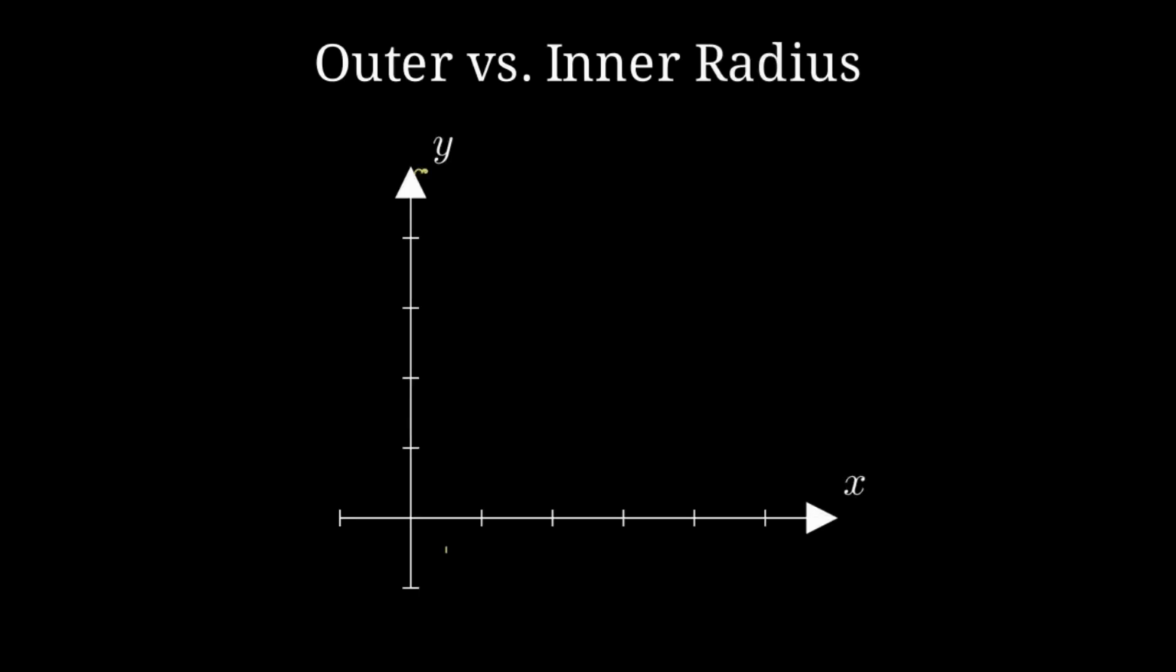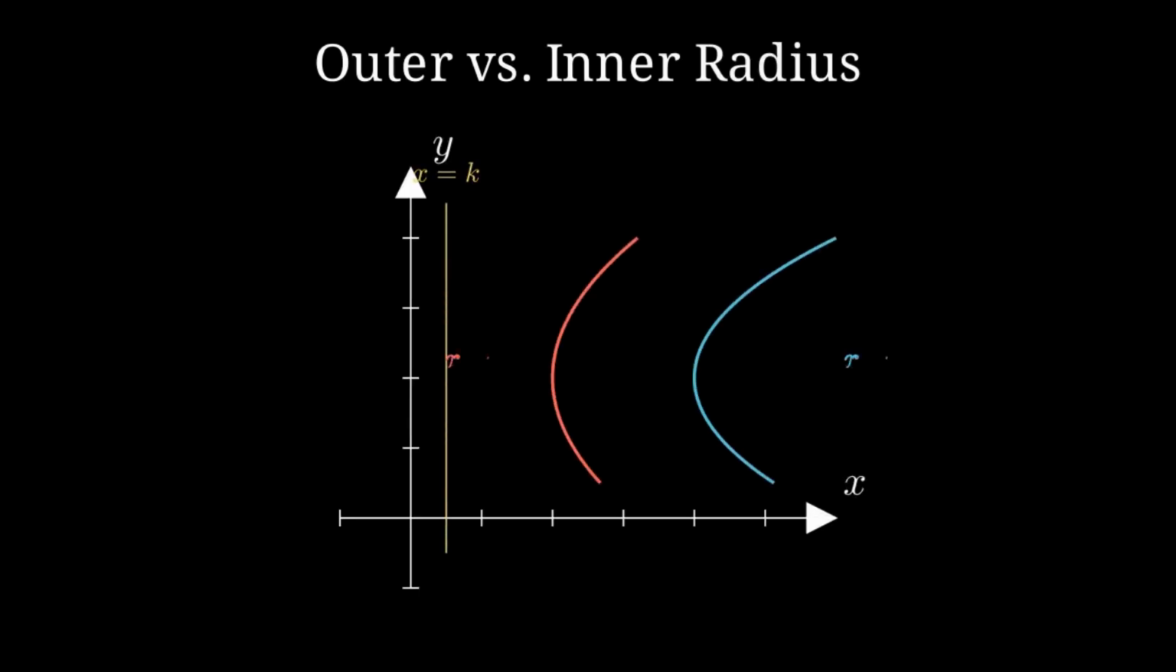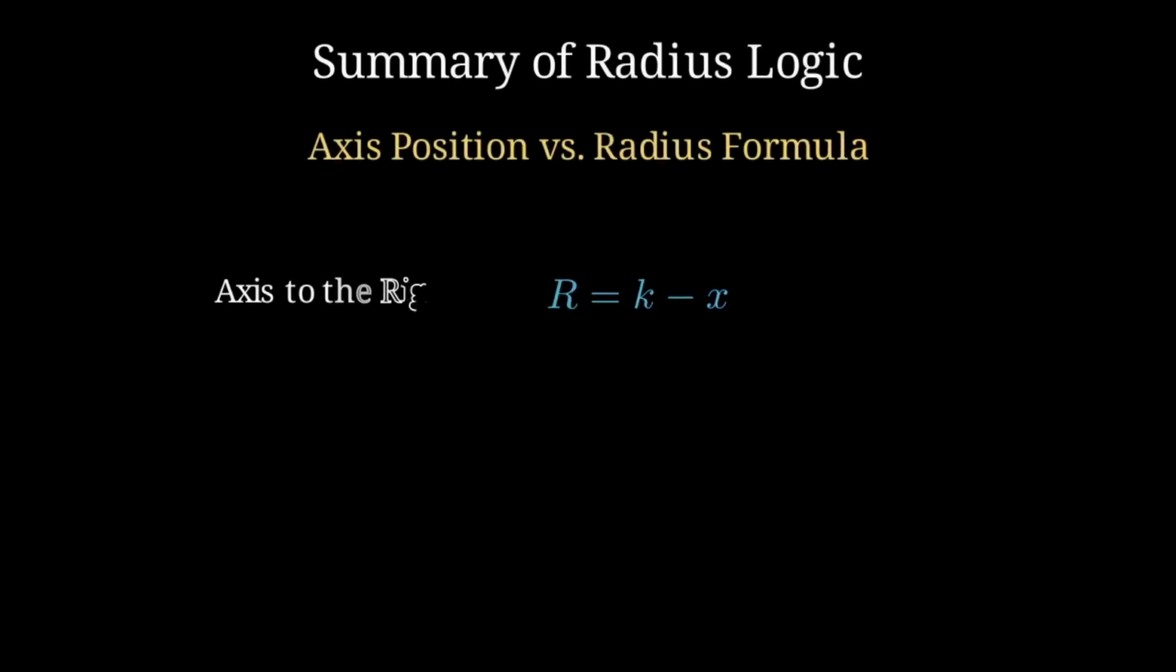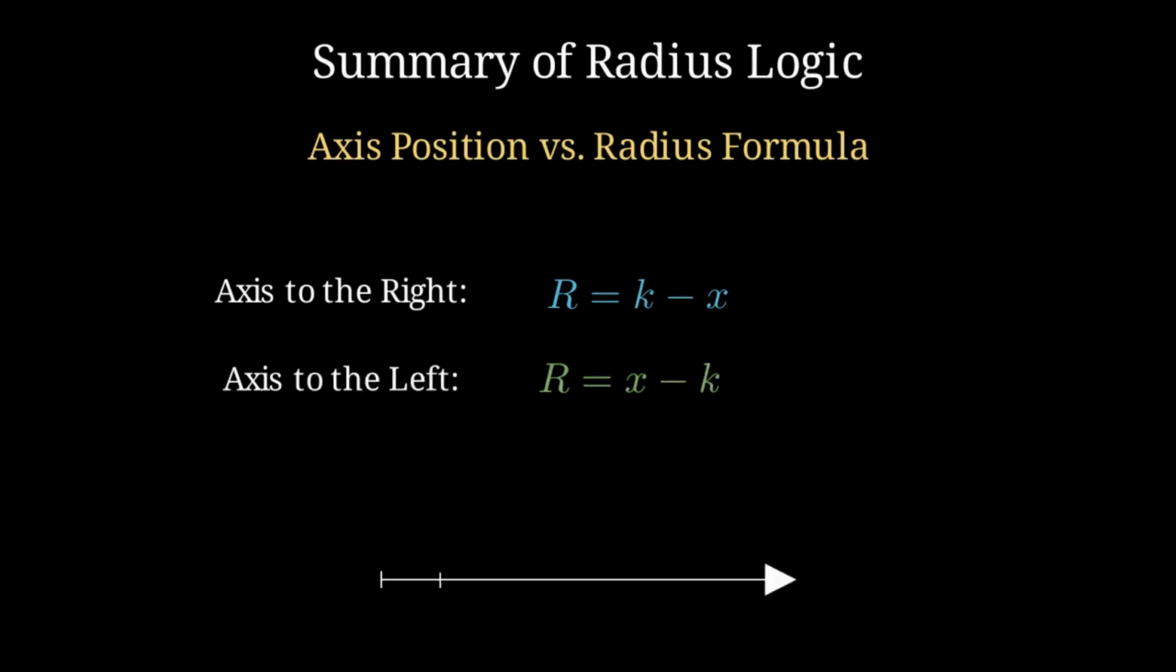When using the washer method with a shifted axis, the outer radius r is the distance from the axis to the farther curve, and the inner radius r is the distance to the closer curve. Always measure these distances horizontally. The formula becomes pi times the integral of the quantity outer radius squared minus inner radius squared. To keep it simple, always subtract the smaller x coordinate from the larger x coordinate to ensure a positive radius.